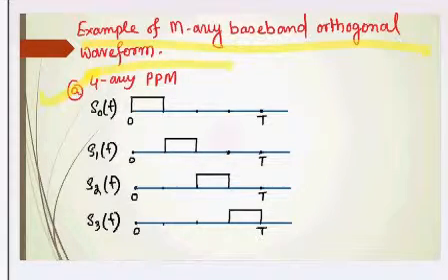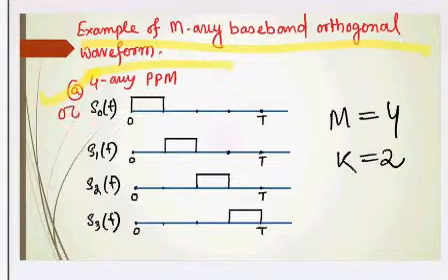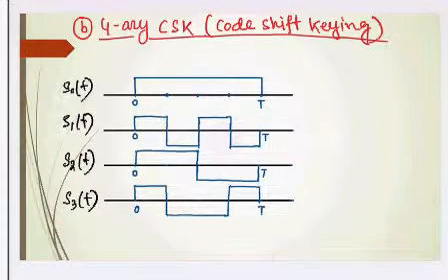They are orthogonal to each other, and the value of M here is 4. So the k word length is 2. So you can represent S0(t) as 00, S1(t) as 01, S2(t) as 10, and S3(t) as 11. So these are the mappings. Here is another example of M-ary baseband orthogonal signaling waveform.